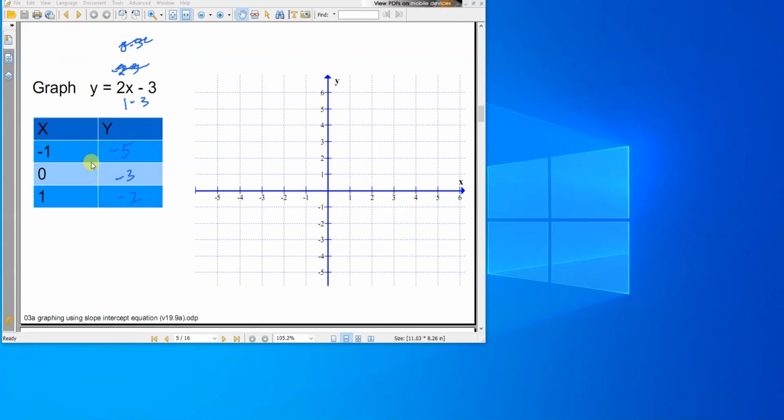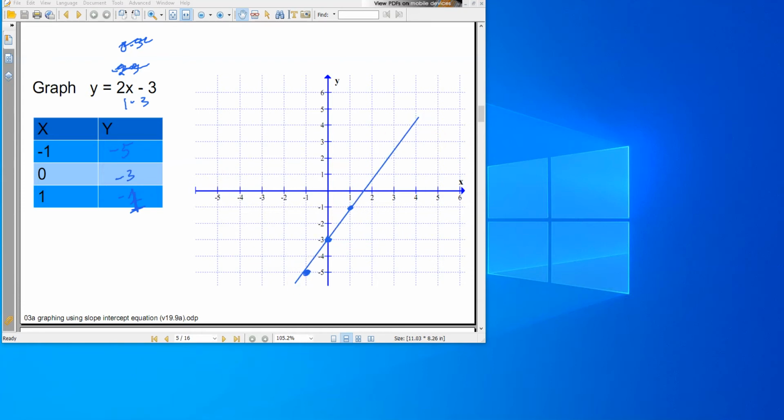And we have these 3 points. We have a point at -1, -5, a point at 0, -3, and a point at 1, -1. And using those points, I can connect them and I get a line.